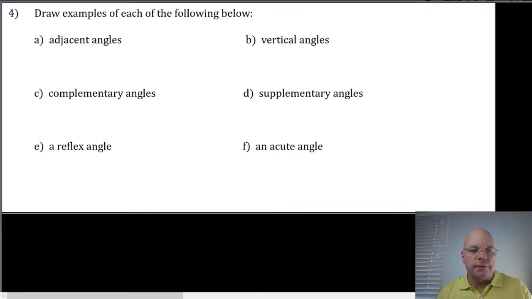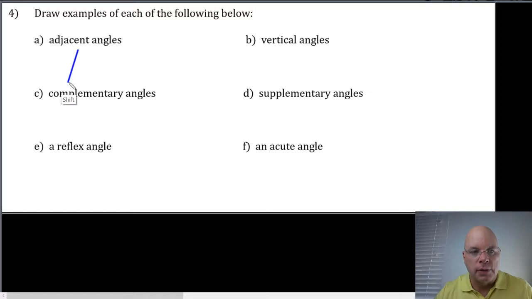Go for page 2 of your review for your upcoming test on 2D geometry and measurement. Problem number 4 asks you to draw examples of different angle relationships. The first one asks for adjacent angles. There's different ways you could do this.